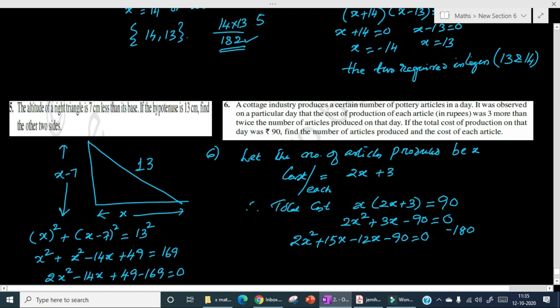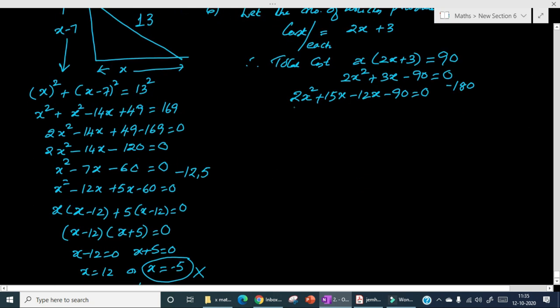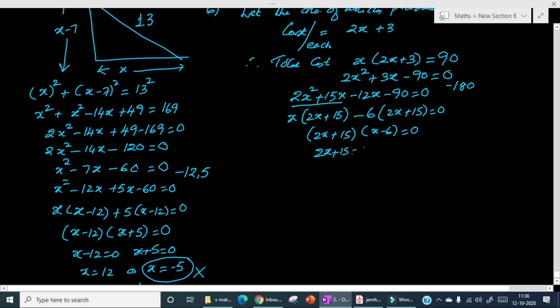So here, if you take x as common, x into 2x plus 15, and here minus 6 into 2x plus 15 is equal to 0, or 2x plus 15 times x minus 6 is equal to 0. 2x plus 15 is equal to 0, or x minus 6 is equal to 0. Now, by solving, x is equal to minus 15 by 2, and here x is equal to 6. As x is the number of articles we considered, therefore it cannot be negative. Therefore, this solution is discarded, and this is the final solution.